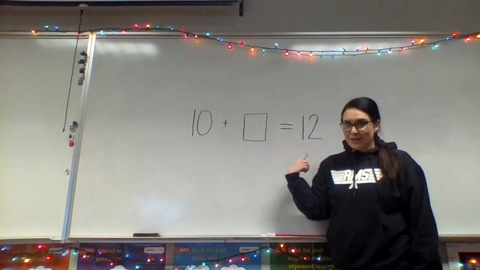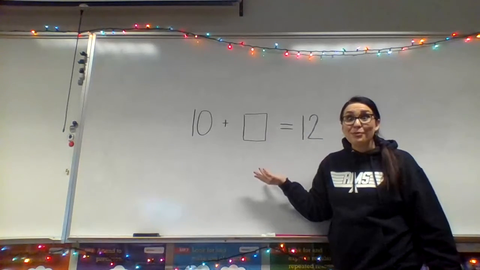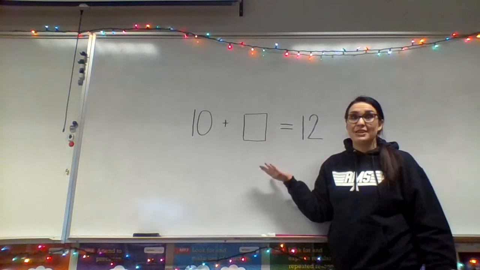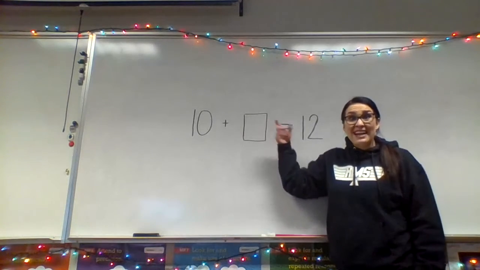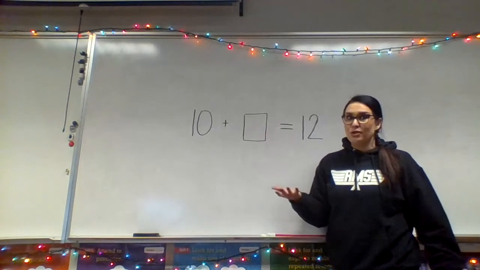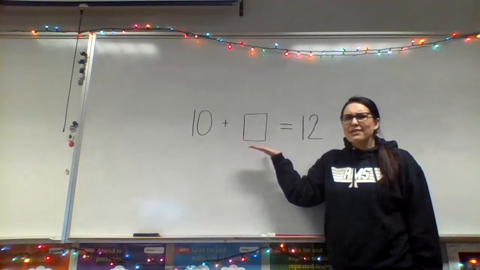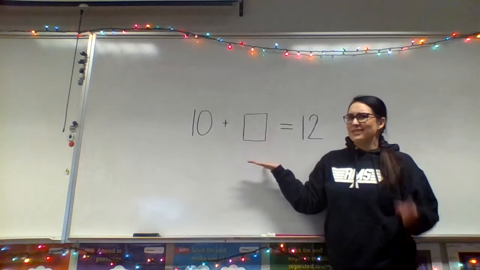Did you know this is algebra? Yeah, you've been doing algebra since like 1st grade, my friends, right? An algebraic expression is just any expression that has an unknown, right? A piece that you don't know. But how could we write this as an algebraic expression the 7th grade way?